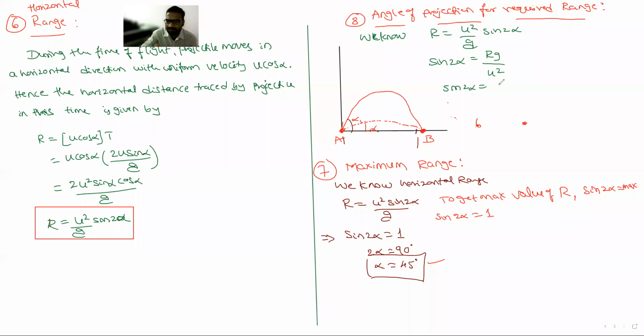So sine 2 alpha can be written as sine of 180 minus 2 alpha. Is it correct? Sir, 90 minus 2 alpha. Cos would come, no? Quadrant is checked, no? 180 minus 2 alpha is sine 2 alpha. Sine theta is equal to sine 180 minus theta. Both are same. You can check your mathematics.